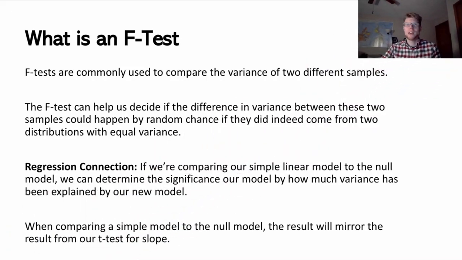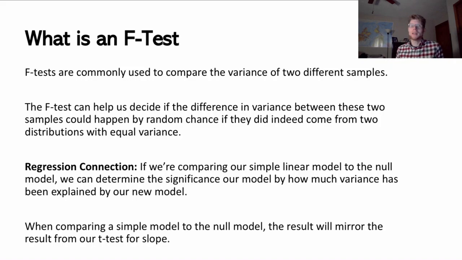First off, an F-test is typically used to compare the variance of two different samples. So if we have sample A and sample B, and we notice that the variances are different, maybe we want to test whether we have evidence that these two samples must come from different distributions with different variances, or whether it is still plausible that they are two samples from distributions with the same variance, even if the distributions might be different. So the F-test can help us decide if that difference could be explained by random chance or not.